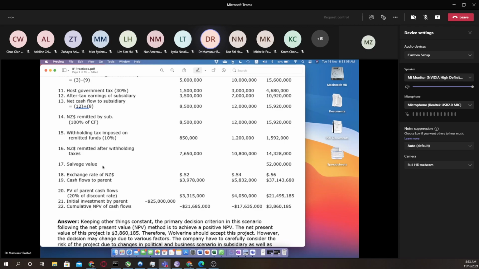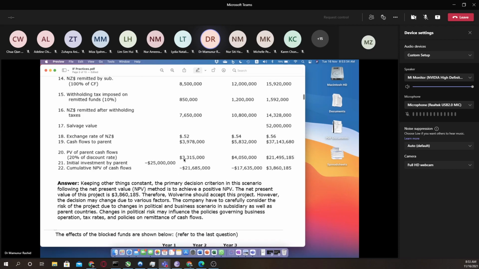The salvage value, remember, is already given. Salvage value is 52 million. It's already given. The reason why they have deducted withholding tax before salvage value is because it's written in the question that on this salvage value you don't have to pay any withholding tax. So they have calculated withholding tax first and then shown the salvage value.